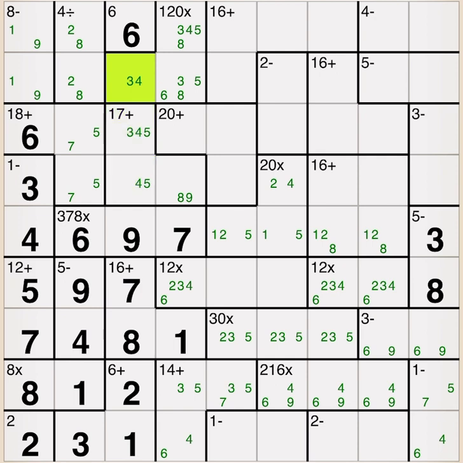So let's take that out. And that means there must be a 5 in one of these two cells. I'm going to take that out as well. 3.